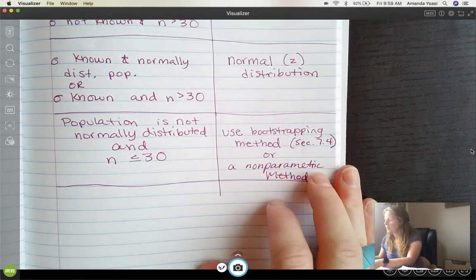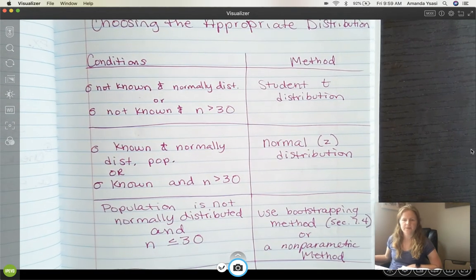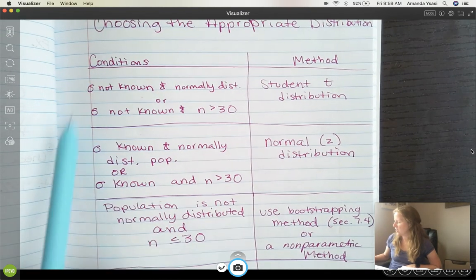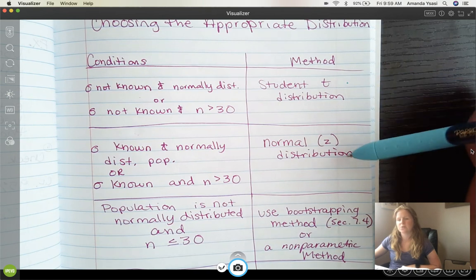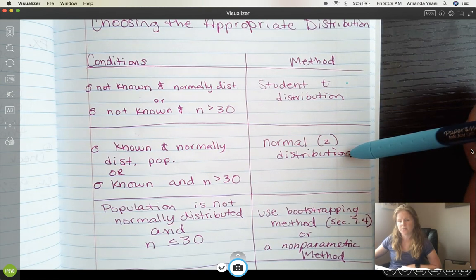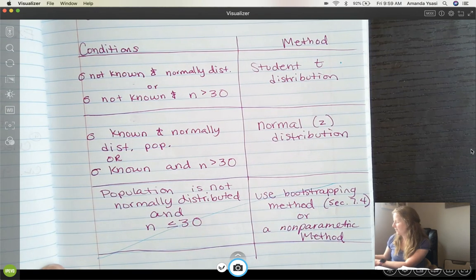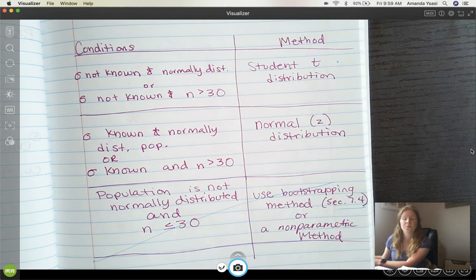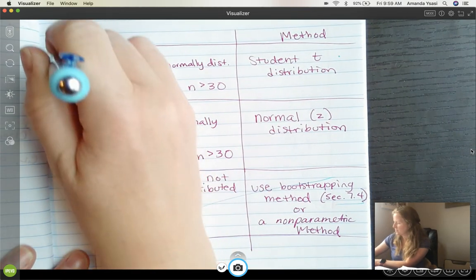The last thing is choosing the appropriate distribution. You've already written these down. You need to check these conditions before you decide whether to use the T distribution or the Z distribution. These other ones we will not really cover. It says section 7.4, but we're not actually doing that. So the only ones you need to worry about are these.